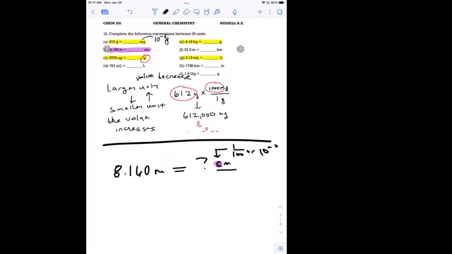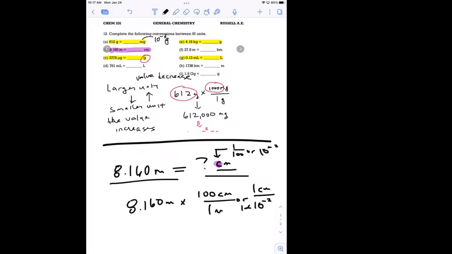All right. So if I want to convert meters into centimeters, I need to do this. This is my conversion factor: 8.160 meters times 100 centimeters over 1 meter, or I can do 1 centimeter over 1 times 10 to the minus 2 meters. I can do either one, right? Because both are the same.